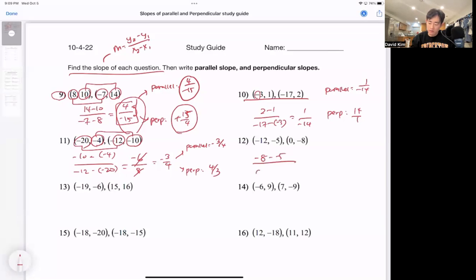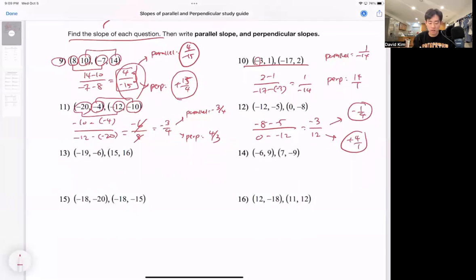Negative 8 minus negative 5, 0 minus negative 12. So this would be, I believe, negative 3 over 12. So parallel slope will be 1 over 4, and the perpendicular slope should be positive 4 over 1, or just 4 would be the same thing if you were to write down the answer. 16 minus negative 6, 15 minus negative 19, that's 22 over 34, reduce it to 11 over 17, I believe, if I'm not mistaken. I think everything should be good. Yes, okay. So that means that the parallel slope is 11 over 17, perpendicular, negative 17 over 11.